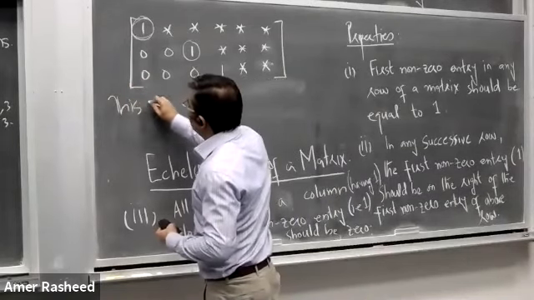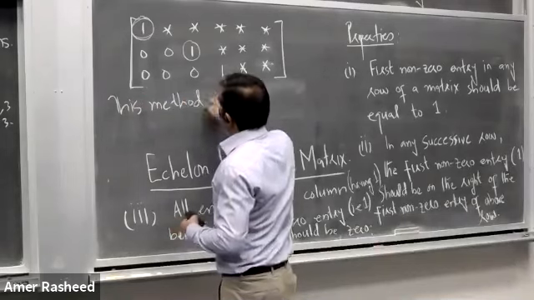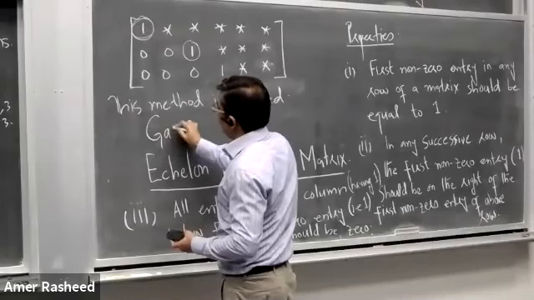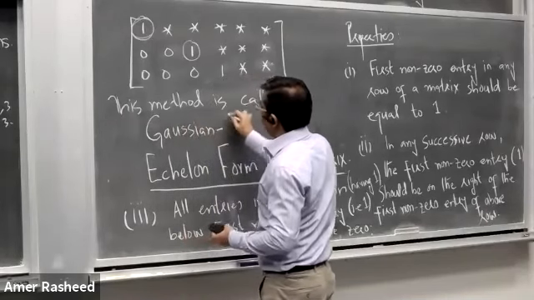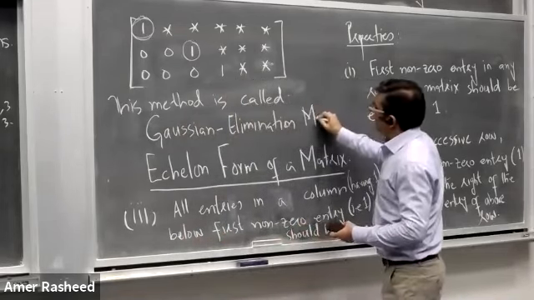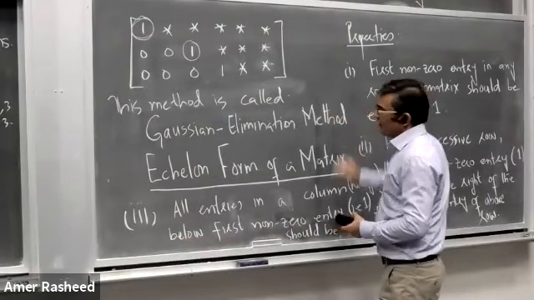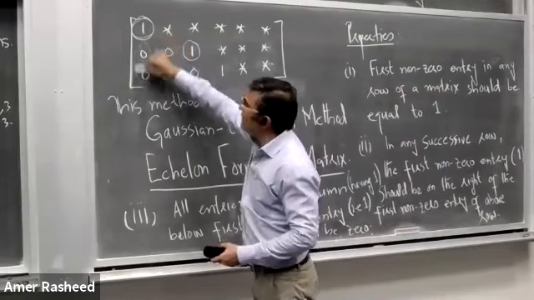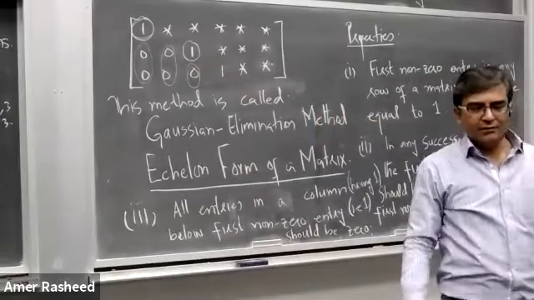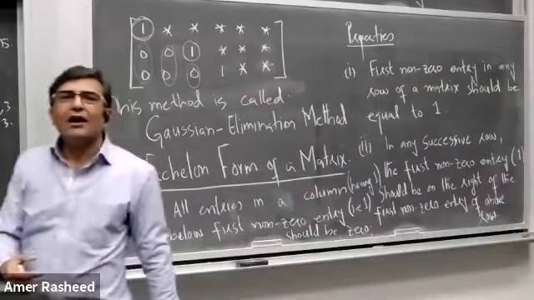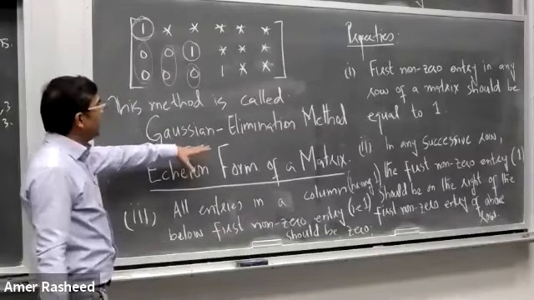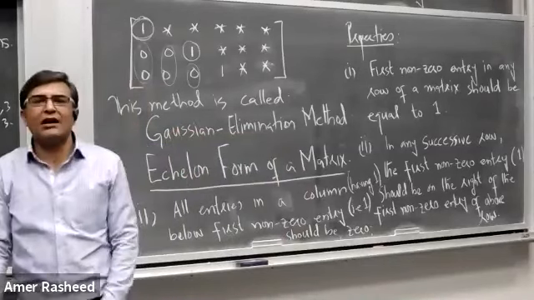this method is called Gauss elimination method or Gaussian elimination. What are we eliminating here? Basically, we are eliminating the variables here. So that is why it is called an elimination method. Gauss was a mathematician who gave this procedure or method. That's why it is called Gauss elimination method or Gaussian elimination.